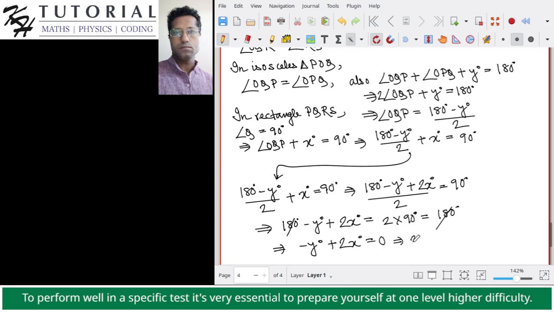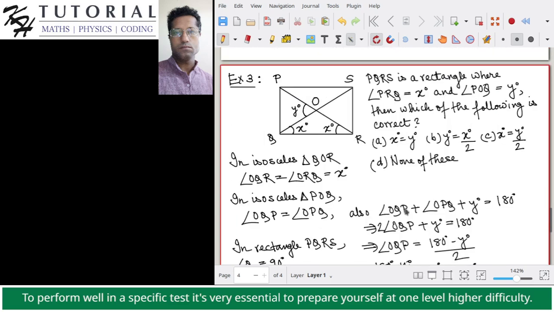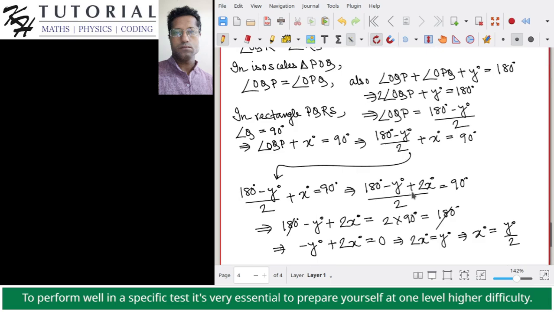This implies 2x degree is equal to y degree. This implies x degree is equal to y degree by 2. So, x degree is equal to y degree by 2 is the correct relation, and hence choice B is the answer.